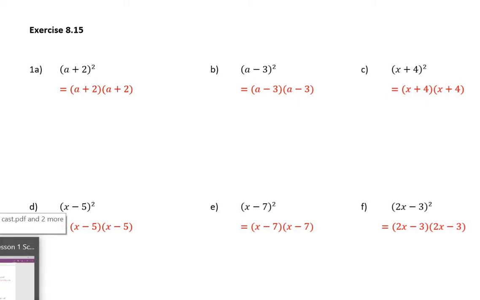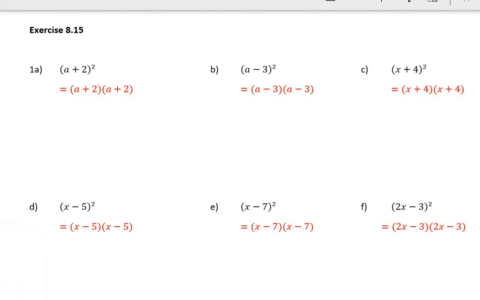Right, grade 9s, let's mark what would have been your classwork. If you have a look at 1A, this is exercise 8.15. What I've done in red is I've done what should be your first step. Did you take every single one of these in 8.15 and, instead of distributing the exponent of 2, write out the bracket twice?